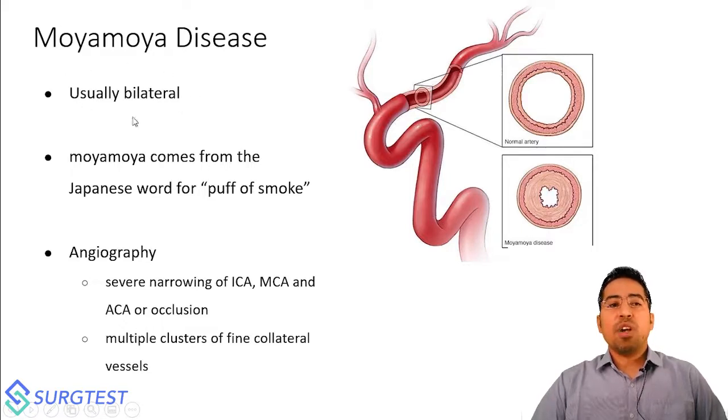Usually this Moyamoya disease is bilateral, and in angiography you will see severe narrowing of the ICA, that is the internal carotid artery, MCA and ACA, or their occlusion. Then there will be multiple clusters of fine collateral newly formed vessels, which will appear like a puff of smoke. These are very fragile, and that's why Moyamoya disease patients will present with ischemic symptoms, and they can also present with hemorrhagic symptoms, because these newly formed blood vessels are very fragile and can cause hemorrhages also.